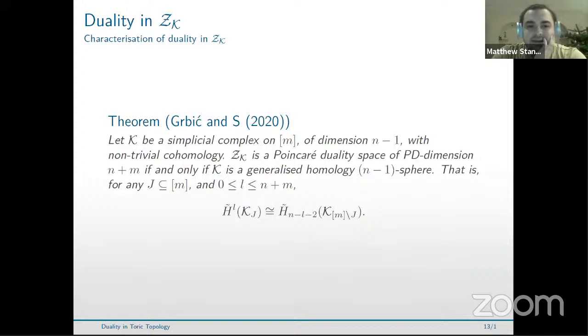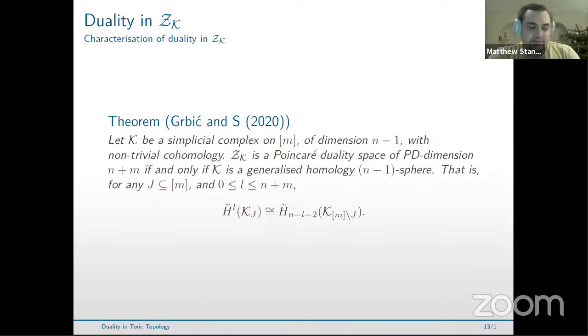Okay, and now we're ready to state the result which we've obtained for Poincare duality in the moment angle complex ZK. We have that if K is a simplicial complex on m vertices of dimension n-1 with non-trivial cohomology, then the moment angle complex ZK is a Poincare duality space of PD dimension n plus m, that is the dimension of the fundamental class, if and only if the simplicial complex K is a generalized homology (n-1)-sphere. And in particular, I've just stated the result of Fan and Wang below, which is that K is a generalized homology (n-1)-sphere if and only if we have these isomorphisms.